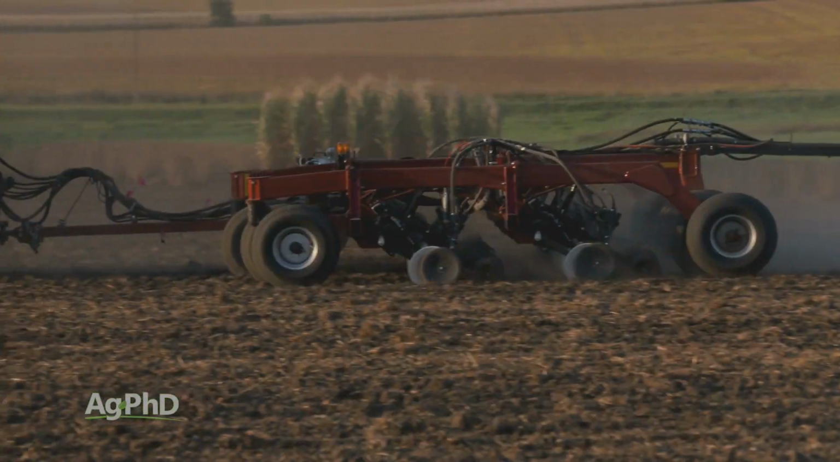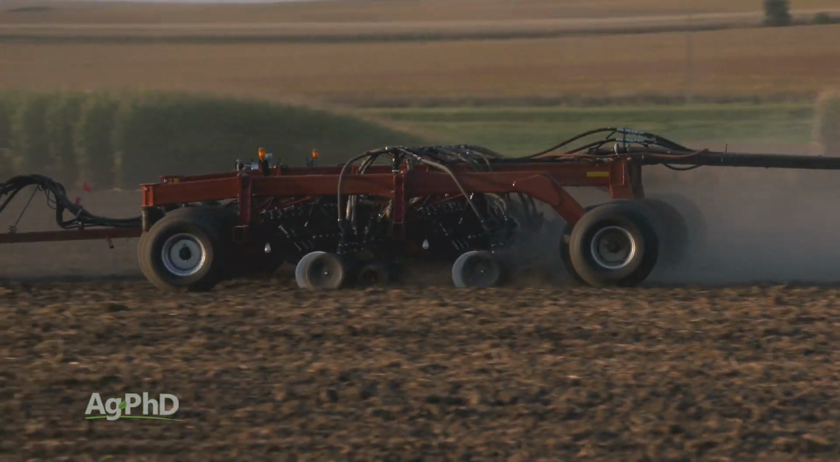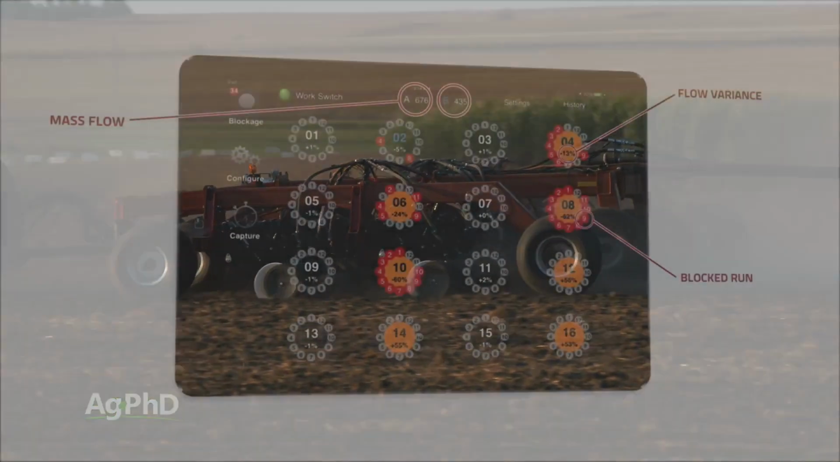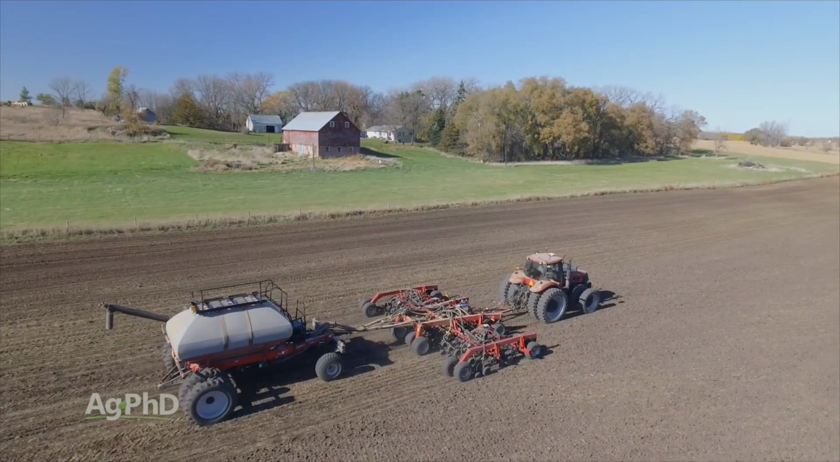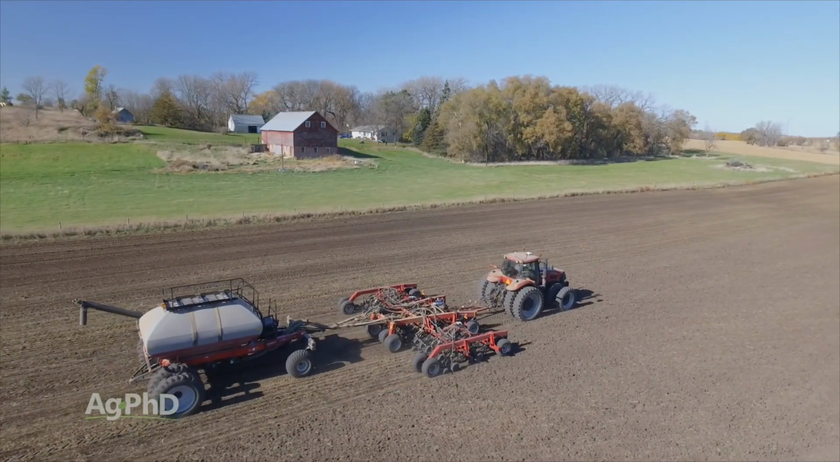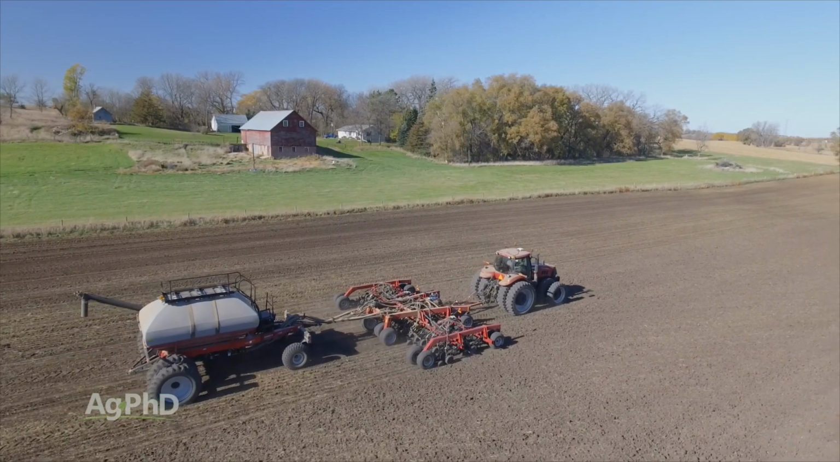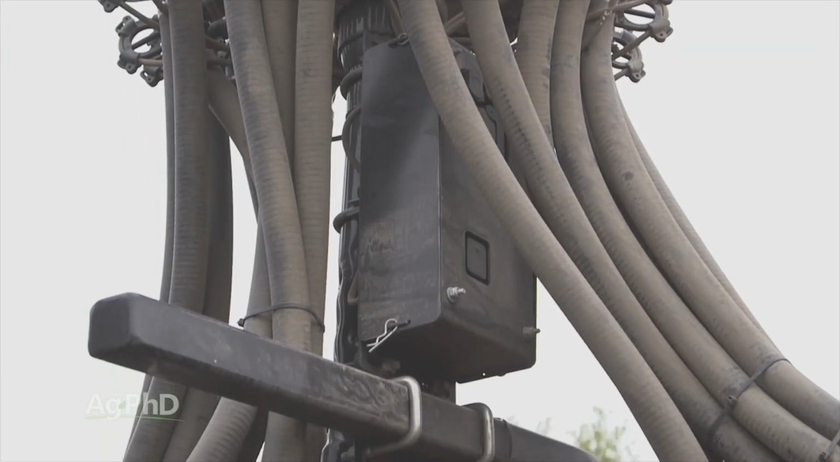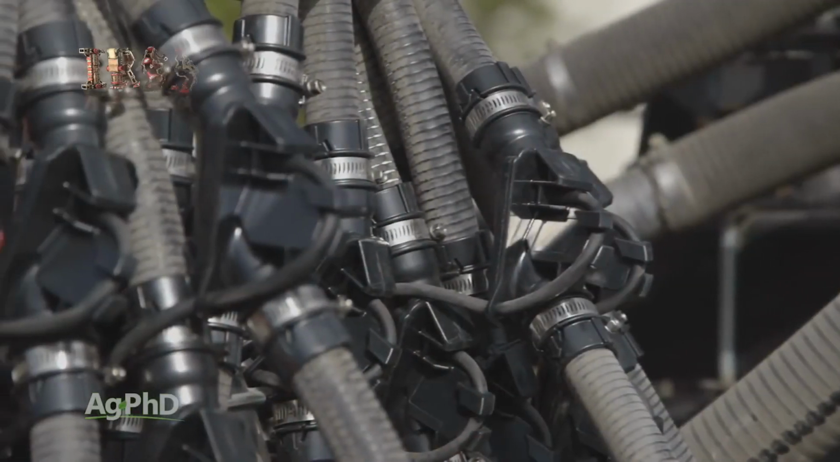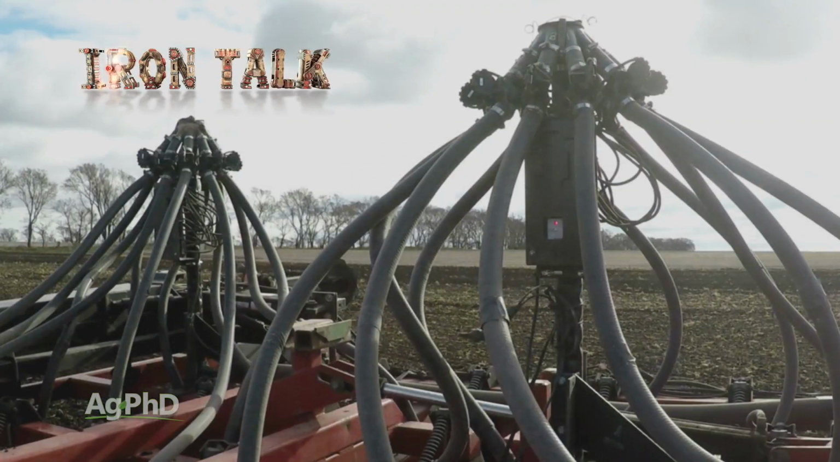Now, in addition to knowing if the seed is coming through the final runs on the air seeder, the Recon monitors the volume of flow to identify consistency of flow through all the runs. Now, as we normally find with farming, there are many ways to do a job like monitoring blockage and flow on an air seeder. There are also easier ways to do that job, such as wireless acoustic sensors. That's all for today's Iron Talk, and now back to the show.